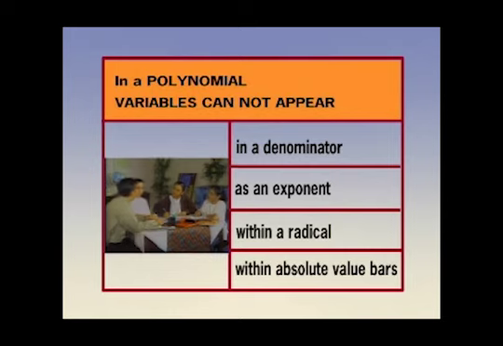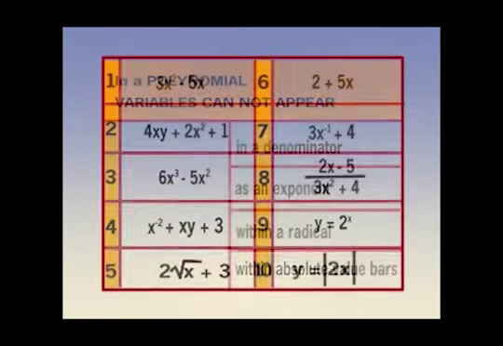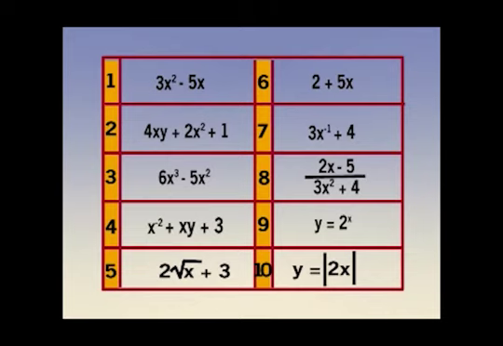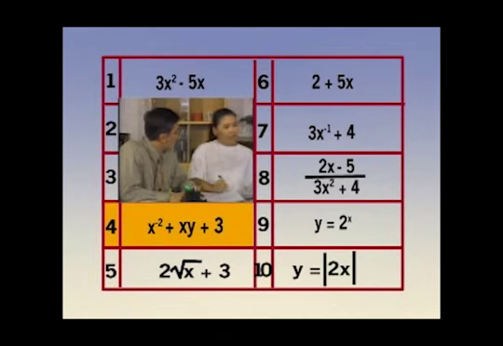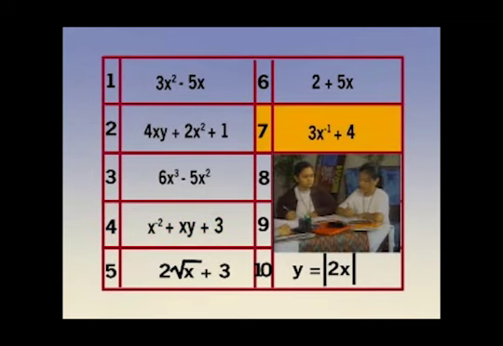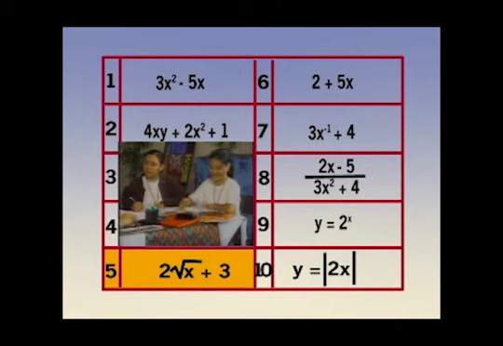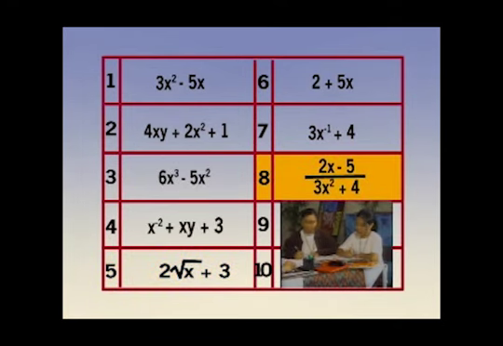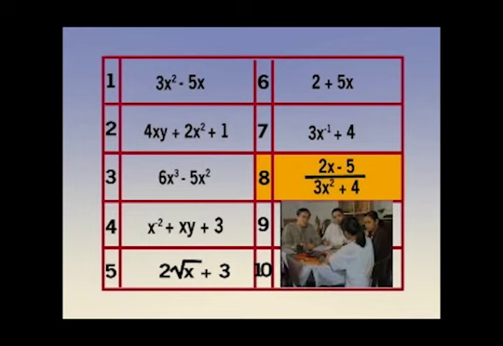In a polynomial, a variable cannot appear in a denominator, as an exponent, within a radical, or within absolute value bars. Now, which of these are not polynomials? Number 4 is not a polynomial because the variable x has a negative power. Okay. Then number 7 isn't a polynomial either because the variable x has a negative power. Number 5 is not a polynomial because it is with a radical. Number 8 isn't a polynomial because the variable is under the division sign.